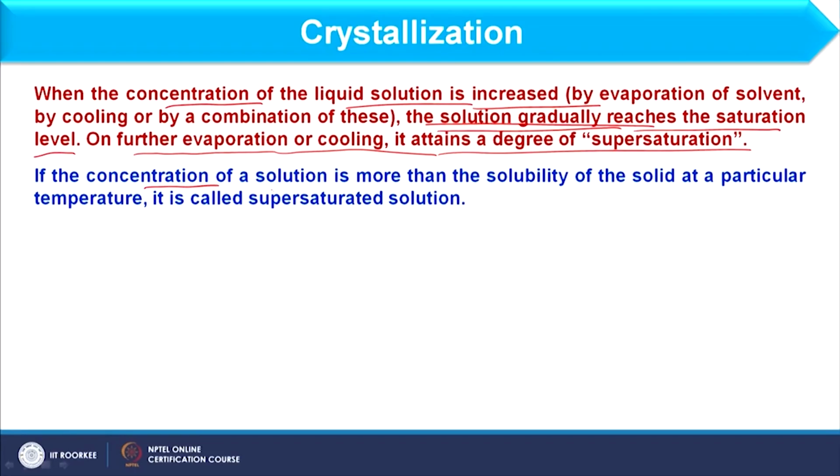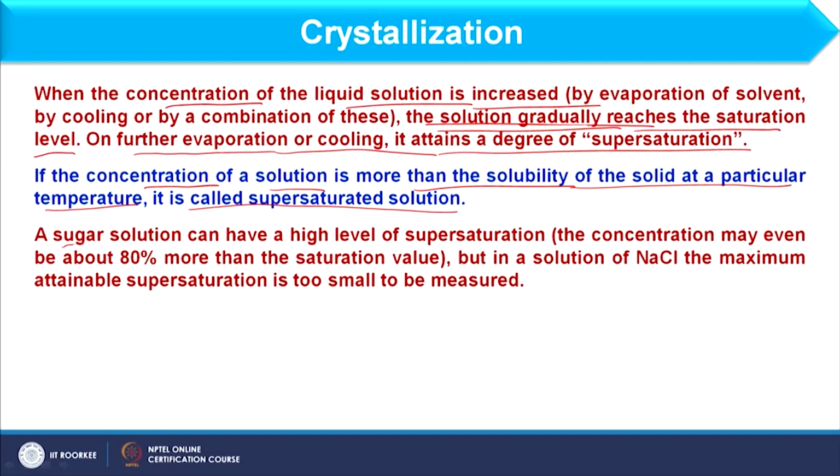If the concentration of a solution is more than the solubility of the solid at a particular temperature, it is called a supersaturated solution. As I have explained with the example of sugar and water, you can consider the supersaturated condition in that solution. Further, if I consider the example of sugar solution, it can have a high level of supersaturation. The concentration may even be about 80% more than the saturation value.